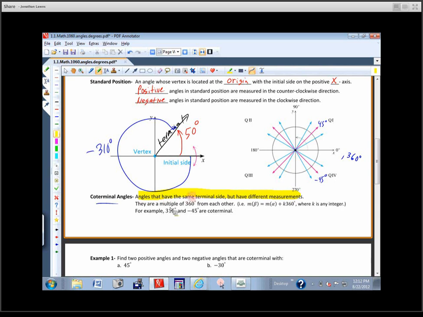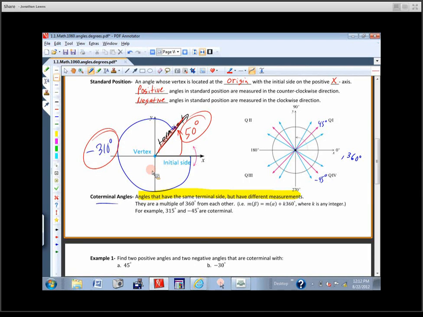So in other words, they end in the same place, but they have different measurements. So let's take this one right here: 50 degrees and negative 310 degrees. They both started right here. They ended in the same place, but we have different measurements for them.